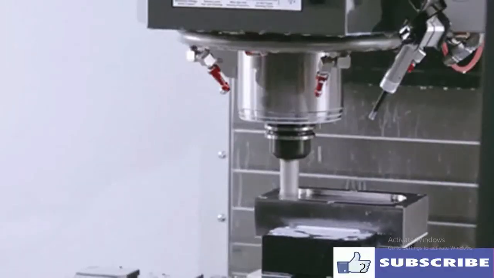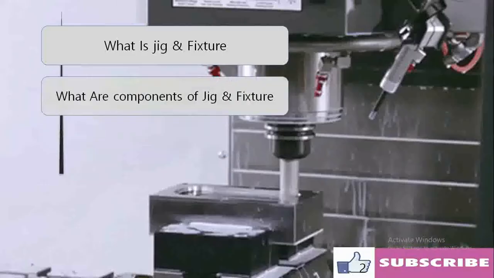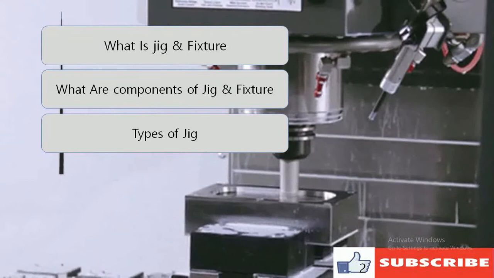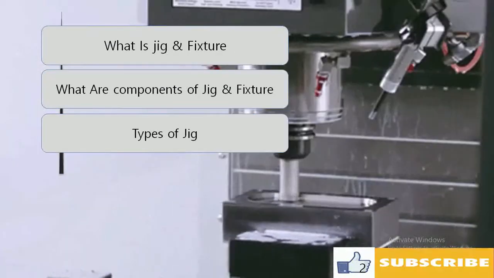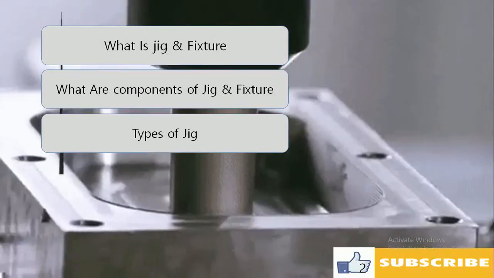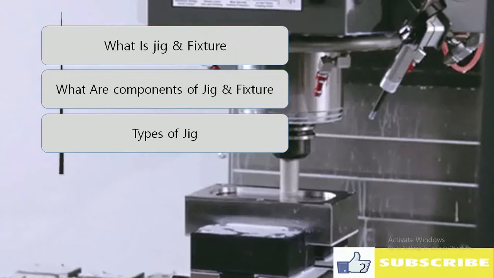So, what are the contents? Contents are: what is a jig and fixture, what are the different components of jig and fixture, and what are the types of jig. In this lecture we will be seeing only half the parts of jig, and the remaining types of jig we will be seeing in the next video lecture.